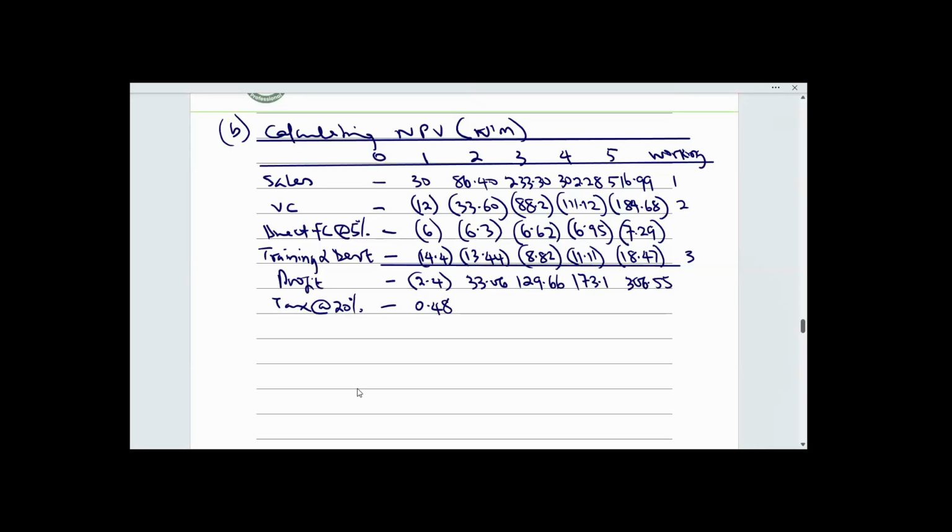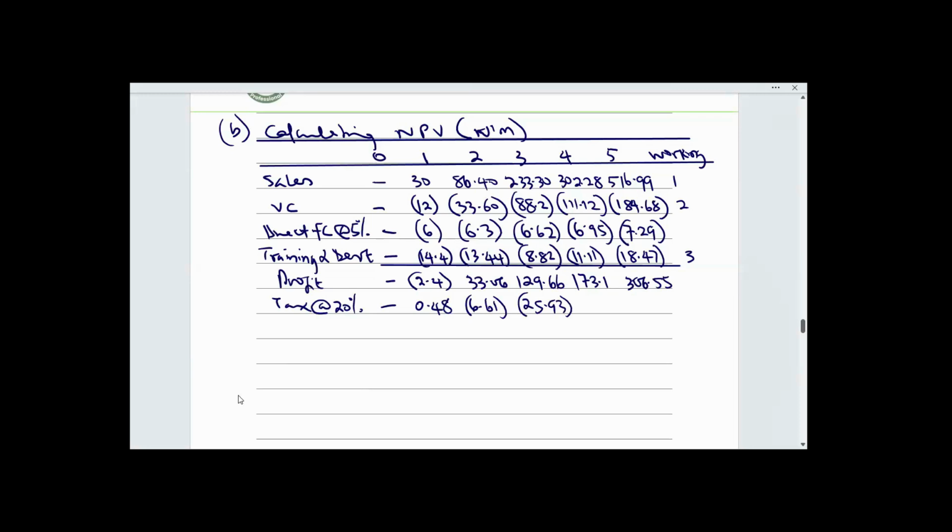Then I will move to the 2nd year, 33.06 multiplied by 0.2 equal 6.61. Here is 6.61. That's the tax we are paying. In the 1st year, you are not paying tax. You are just relieving your loss. Okay? In the 3rd year, 129.66 multiplied by 0.2 equal 25.93. 25.93. I'll move to the fourth year.